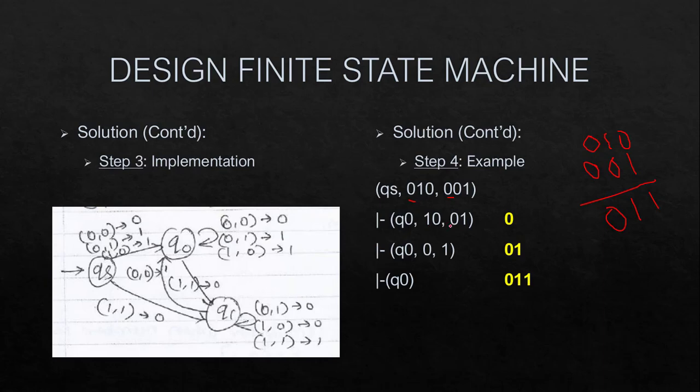Next input is 1 and 0. So we know that from Q0 state on 0 and 1, I have to stay in the same state and the output generated for that is 1. And finally, when we are in Q0 state, if the next input is 0, 1, we know that output generated will be 1 and we will stay in Q0 state itself. I hope this example is making much more sense than when we were seeing the state transition table and the state transition diagram.